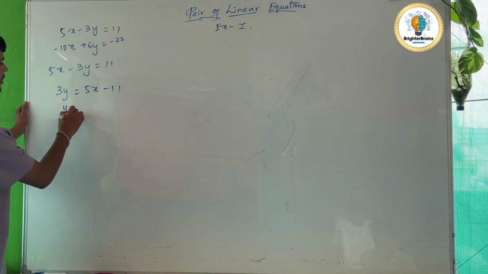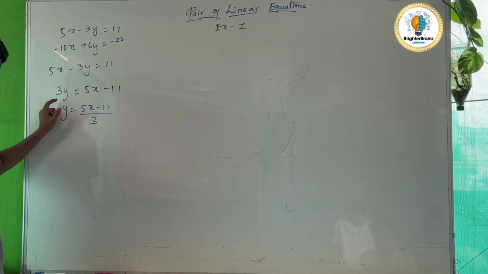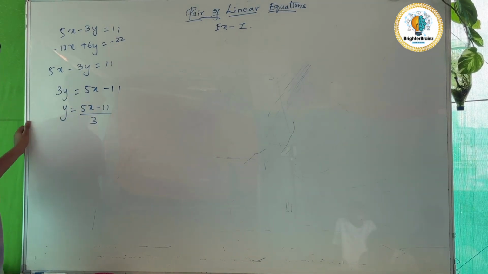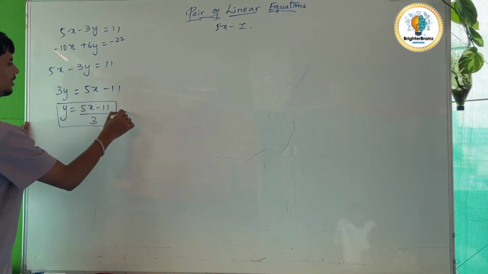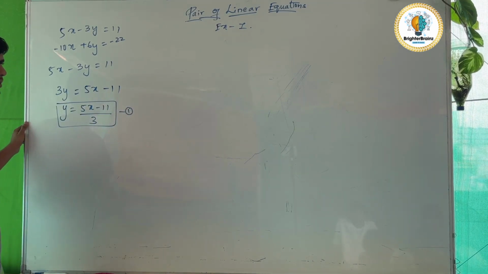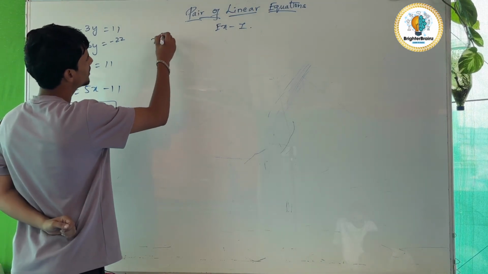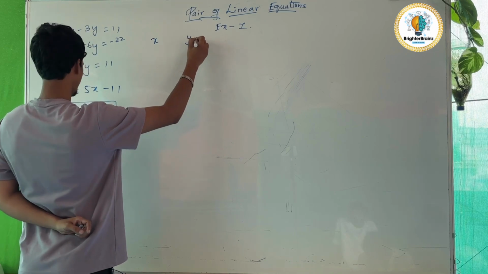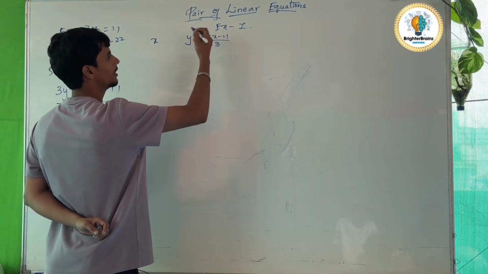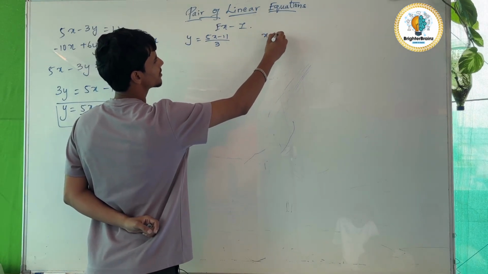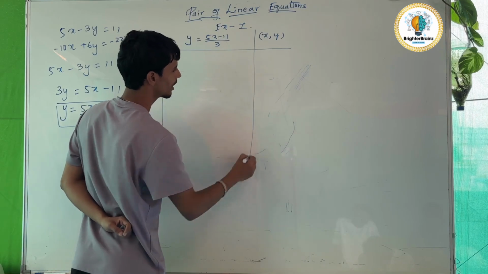And what is the y value here? y is equal to 5x minus 11 by 3. Since 3 is multiplying here, after transposing it will be divided. Done. So this is the first equation. First, let us find the solutions for the first equation. So frame a table in this way. What is y? y is equal to 5x minus 11 by 3. Next, x comma y, this is the ordered pair. In this way you need to frame the table.